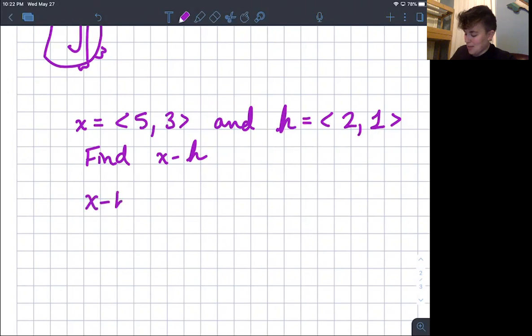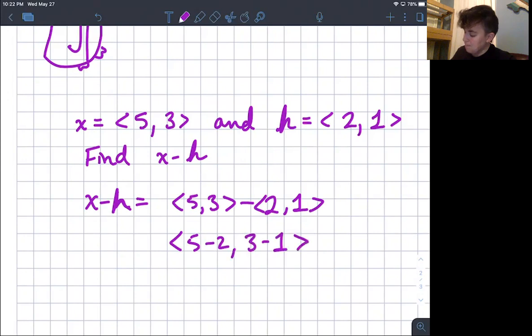All right, here we go. So x minus h, let's make it a cursive h, is equal to 5 comma 3 minus 2 comma 1, which means 5 minus 2 comma 3 minus 1, which is 2 comma 2. That's all. We're talking super basic mathematics here. So that's what I got for you.